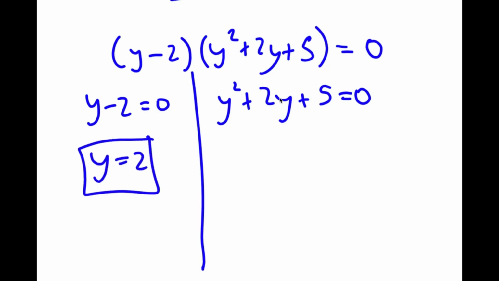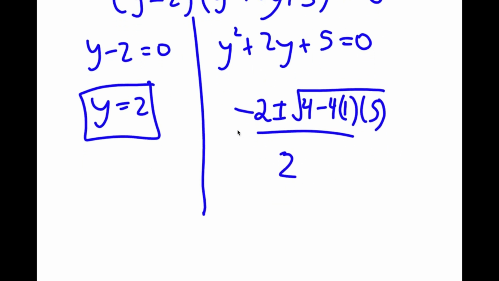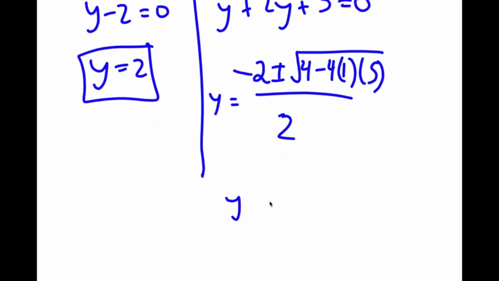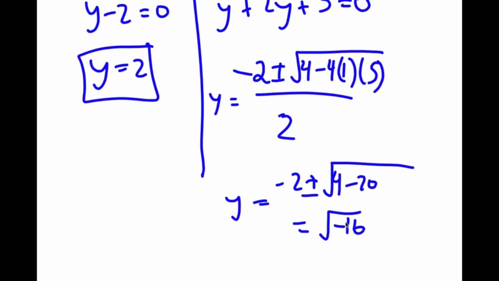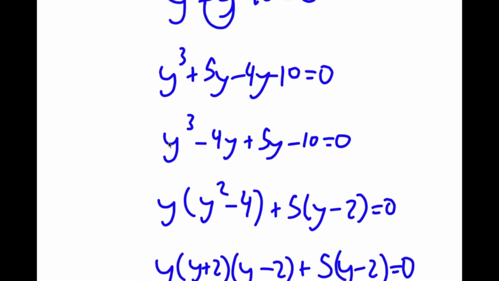And for y squared plus 2y plus 5 equals 0, if I use the quadratic formula, I get negative 2 plus or minus the square root of 4 minus 4 times 1 times 5, all over 2, which is equal to negative 2 plus or minus the square root of, well, this is 4 minus 20, which is equal to the square root of negative 16, and you can't take the square root of a negative number, so this is wrong. So my only solution for y is 2.